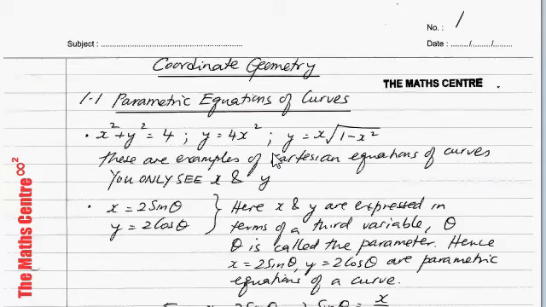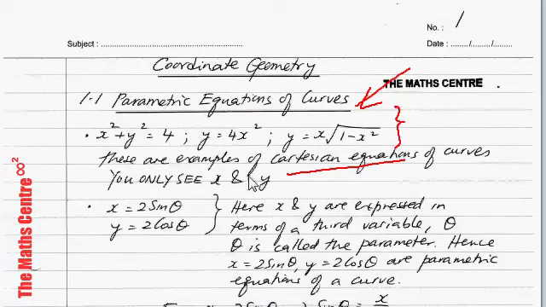In this section we are looking at parametric equations of curves. First, a few examples of what we refer to as Cartesian equations of curves. First example, x squared plus y squared equals 4. Second example, y equals 4x squared. And third example, y equals x times the square root of 1 minus x squared.